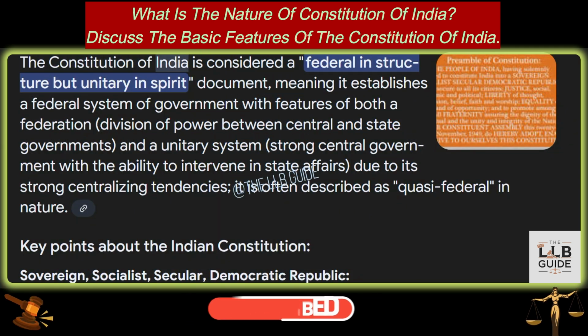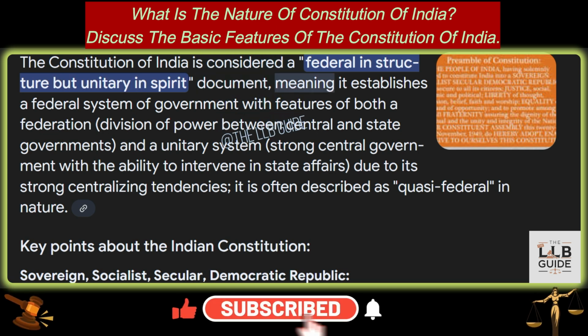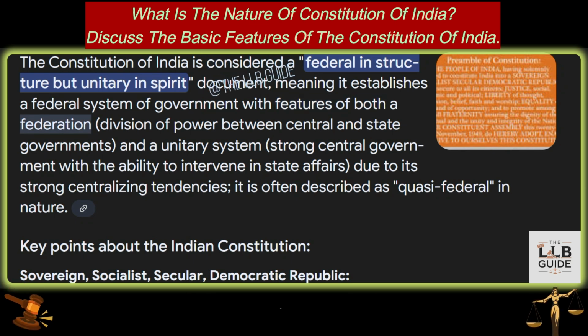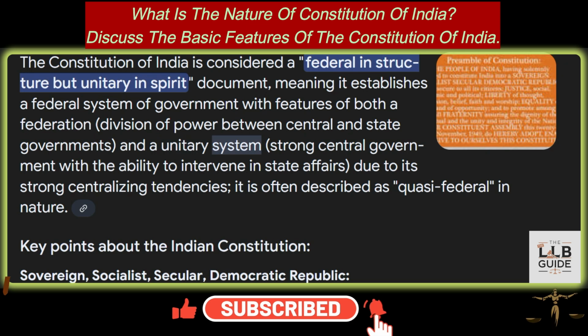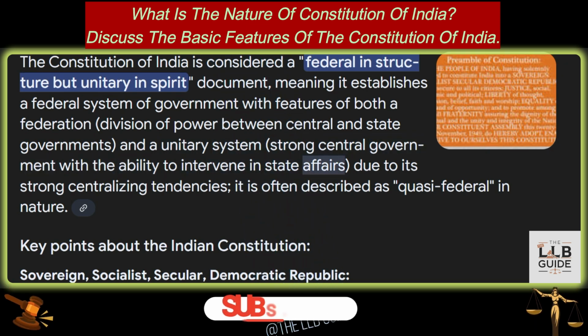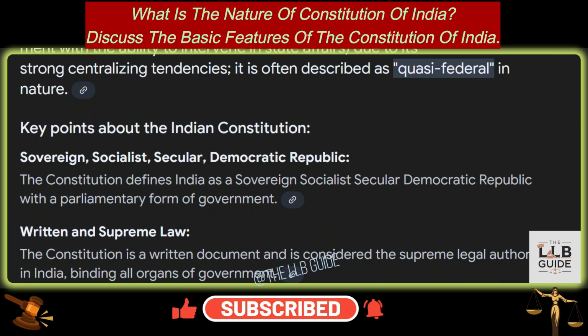The Constitution of India is considered a federal in structure but unitary in spirit document, meaning it establishes a federal system of government with features of both a federation, division of power between central and state governments, and a unitary system, strong central government with the ability to intervene in state affairs. Due to its strong centralizing tendencies, it is often described as quasi-federal in nature.